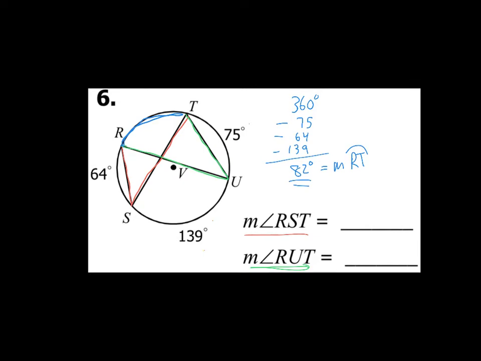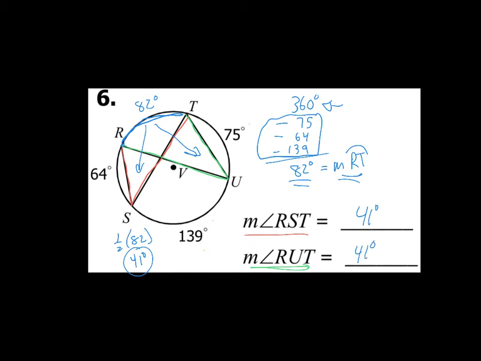I get 82 degrees when I subtract this group from 360. So that gives us the measure of arc RT, which makes this 82 degrees, which makes this angle and this angle 1/2 of 82, which leaves us with 41. So 41 degrees is the measure of both of those angles.